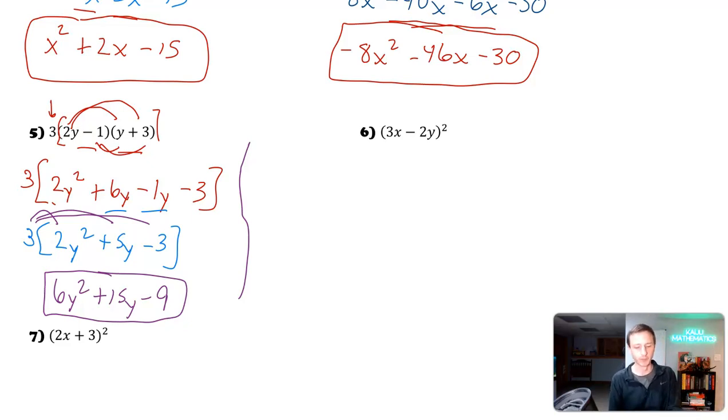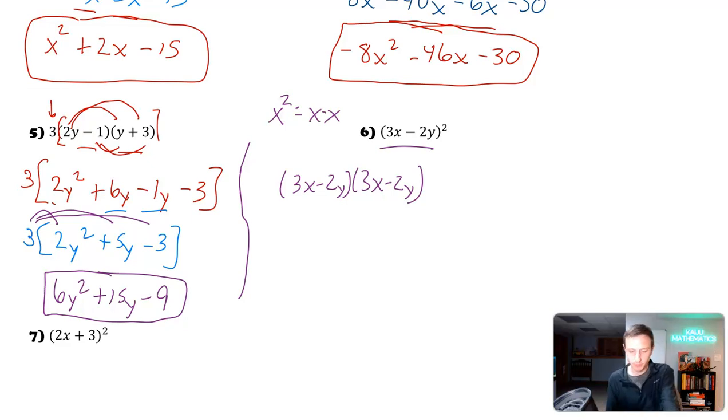I'm not super into memorization, so I'd rather just look at this like, how would I solve this? That's the approach I want to take. So if I have 3x minus 2y squared, I'm squaring a binomial. Just like if you have x squared, what is x squared? X squared is x times x. So what I'm doing is 3x minus 2y times 3x minus 2y. Then I'm just multiplying, the same thing as what I did before.